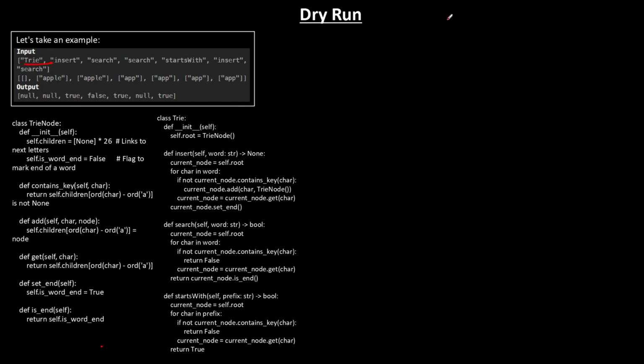Suppose it's Trie. Trie is called, so a new data structure is created. Then there is the insert operation, so let's come here and look at the insert operation. It is right here. The current node is the self root, so we're standing here. Then we iterate over the word. What is the word? Apple. Let me write it here.